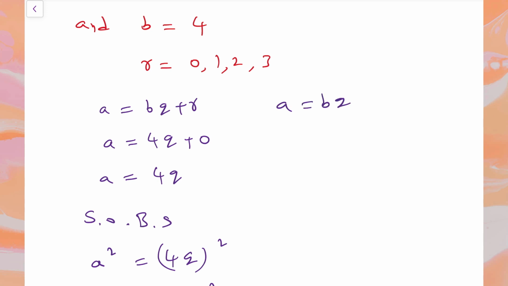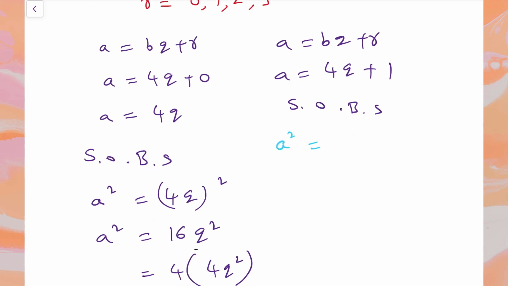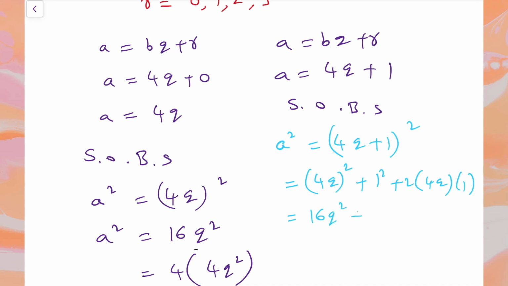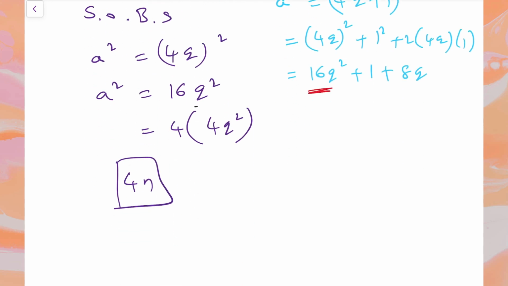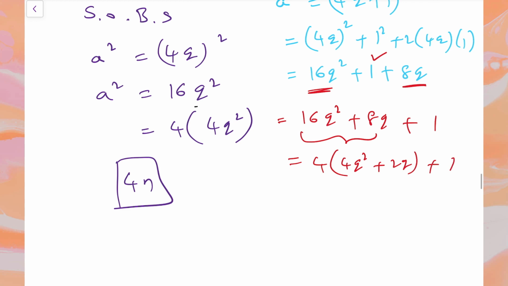Next, same formula, a equals bq plus r. a equals b is 4q plus r, the second remainder, 1. Again squaring on both the sides. a square equals 4q plus 1 whole square. It is in the form of a plus b whole square. If we expand, a square plus b square plus 2 into a into b. 4q whole square, 16q square, plus 1 square, 1, plus 2 times 4 is 8q. Now from this also we need to take 4 common. From 16 I can take 4 common, from 8 also I can take out 4 common. For 1 we cannot take 4 common, so I am writing it as 16q square plus 8q, and 1 completely separately. From these two let us take out 4 common, then we remain with 4q square plus 2q plus 1. Now it is in the form of 4n plus 1.